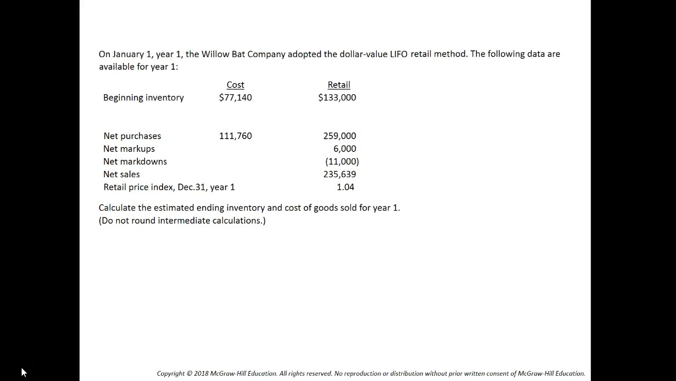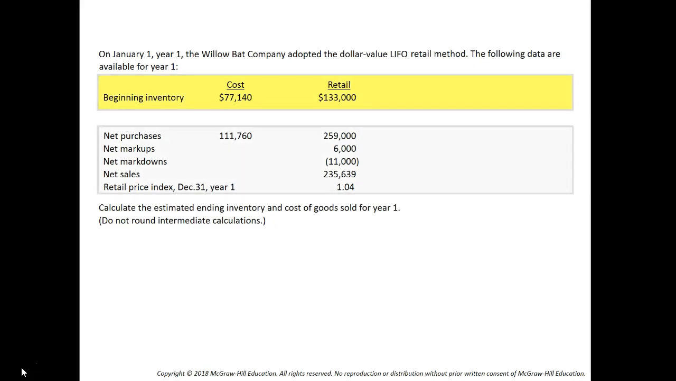We're going to calculate the estimated ending inventory and cost of goods sold for year 1. So as you see here, we are going to come up with the base year cost at retail. 77 divided by 133 gives us 58% cost to retail. Then our purchases during year 1, the 111, divided by 254 gives us 44%.